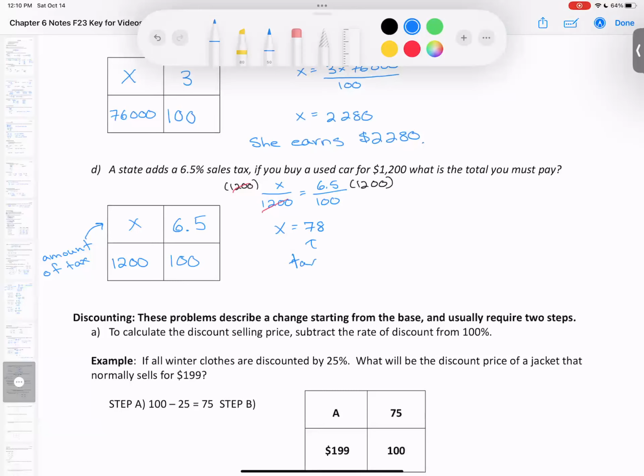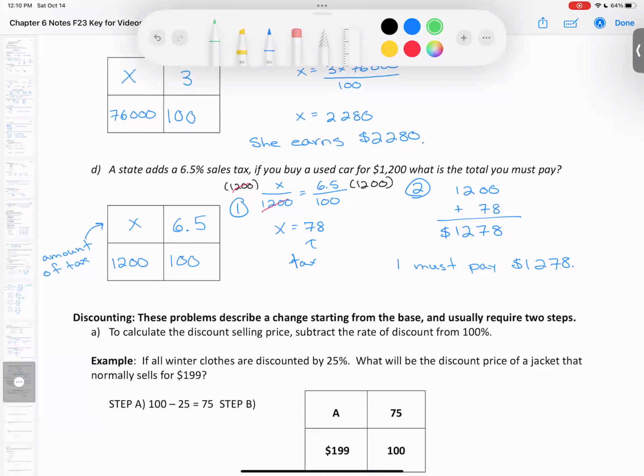That's our tax. So this is kind of like step one. Now we were asked for the total that we had to pay. So that's going to be our 1,200 plus our tax of $78. So we're going to end up paying $1,278. So let's say I must pay $1,278.